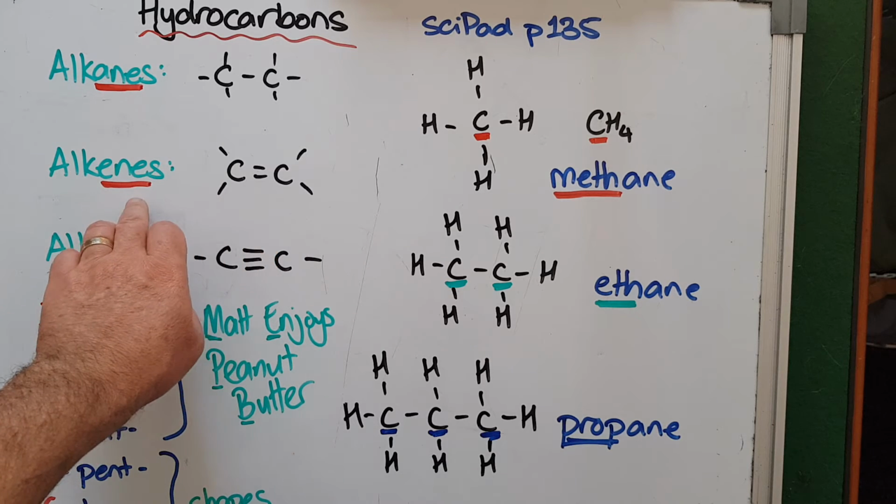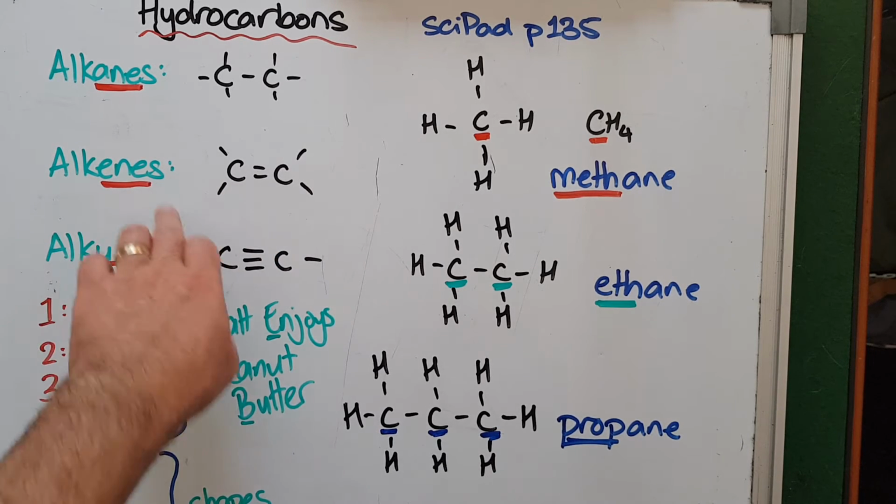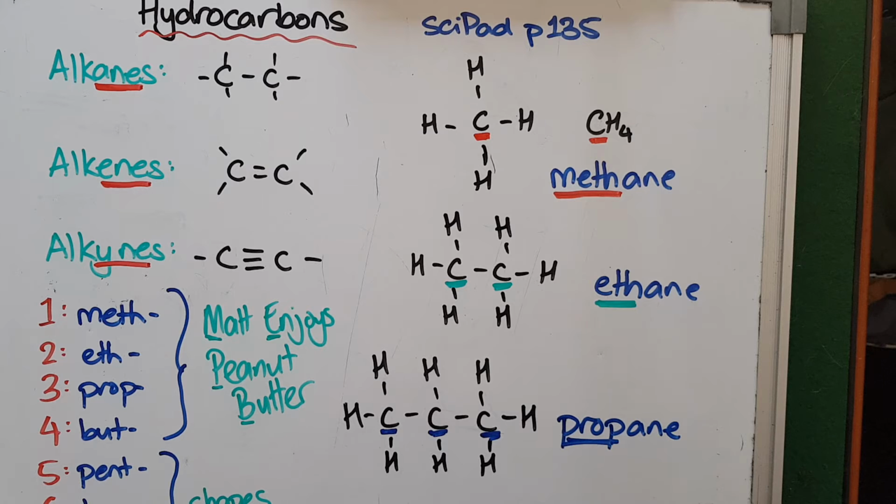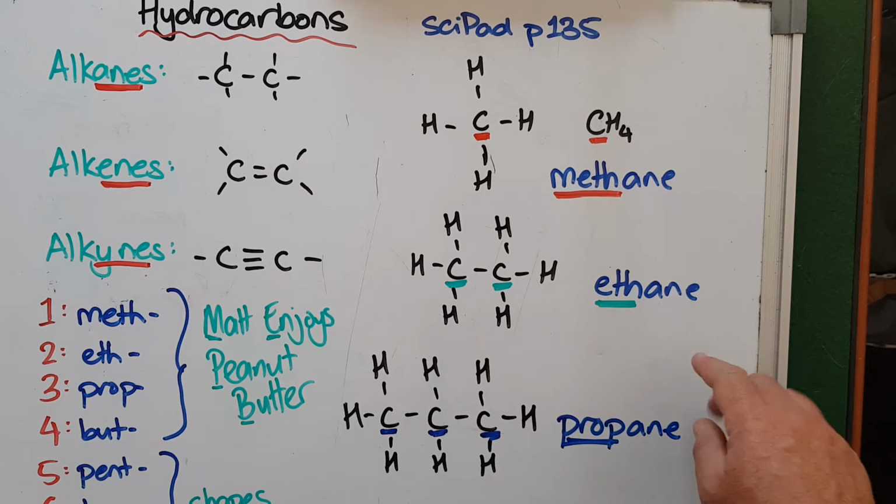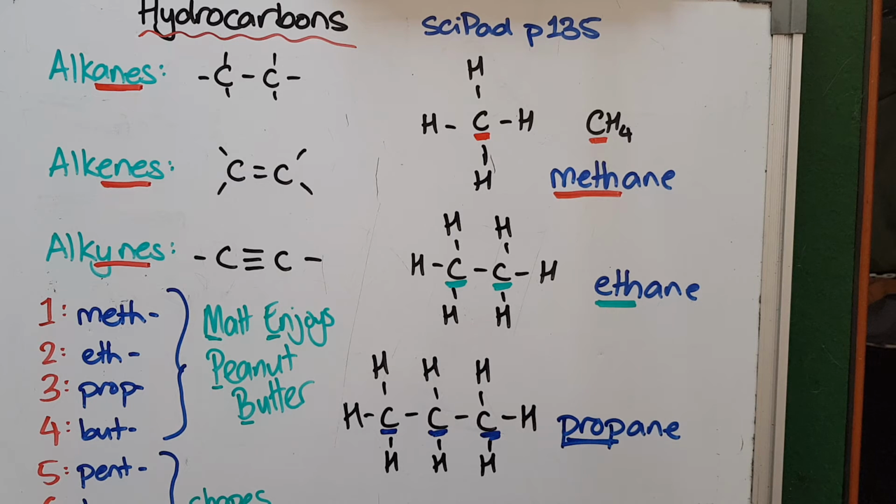So alkenes end in the ene suffix. So you wouldn't have a methene because you can't have a double bond there, but you can have ethene, propene, butene, and so on. A commonly heard one is cyclohexene, which is one we sometimes use in class.